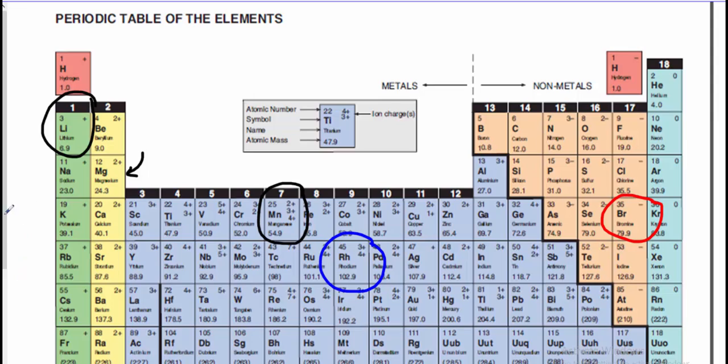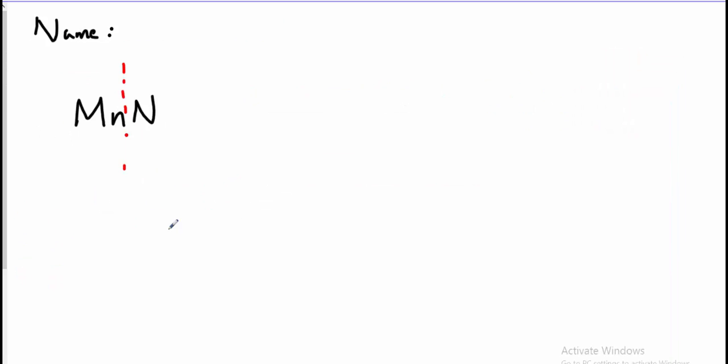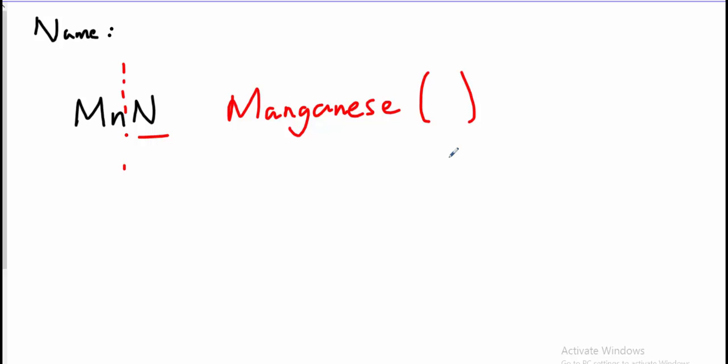So I've got manganese, let's leave some brackets for my Roman numerals, because I'm not sure yet what the charge is on manganese. I know there are 3 possible charges listed. And the second part of my name is naming my non-metal ion, which is N, that's nitrogen. Here it is over here.